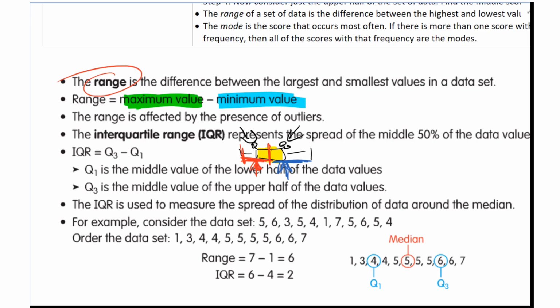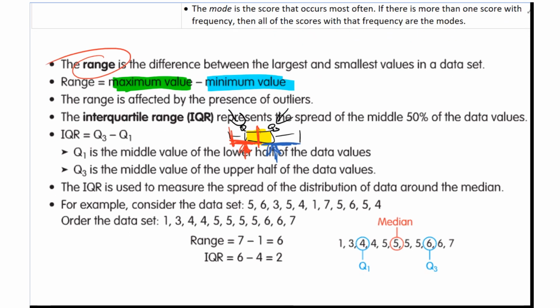Okay. The IQR is used to measure the spread of the distribution of data around that median. Sometimes when we get to box plots, you'll see that the box can be quite big or quite small, depending on where most of the data is. But it represents, as I said before, 50% of your data.